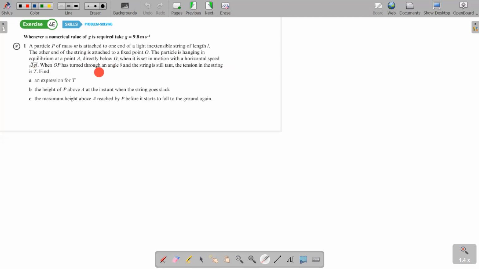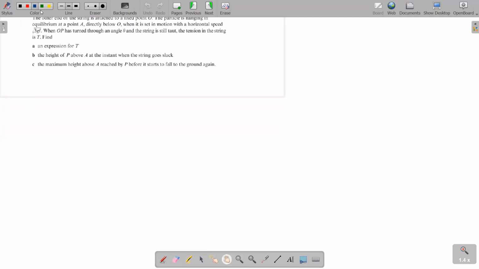When OP has turned through an angle theta and the string is still taut, the tension in the string is capital T. Find an expression for capital T. All right, so let's draw a diagram.